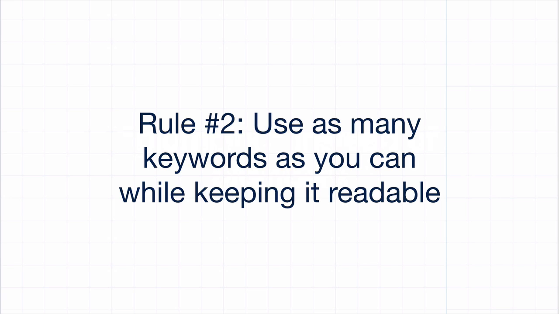Rule number 2 is that you want to use as many keywords as you possibly can in the meta description while still keeping it readable. The most important thing, guys, is that it's readable, because you want this to be like an advert for your business, or for your client's business, or for your affiliates, whatever it is. But make it readable. But while you're doing that, if you can, include as many keywords as you can. It just seems to make it more relevant to that topic, which makes sense.